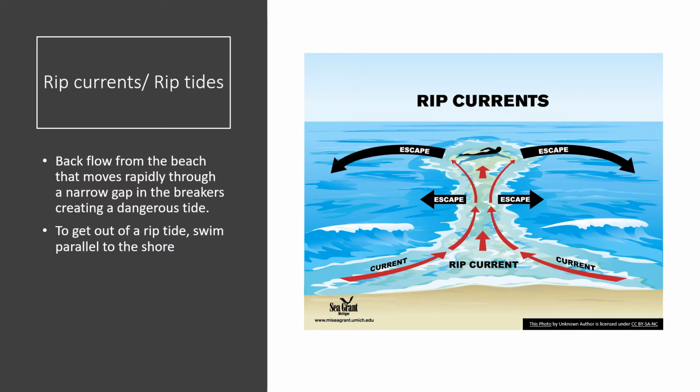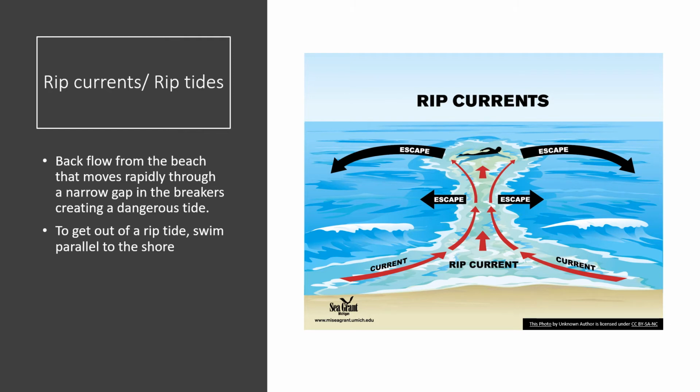Rip currents or rip tides are something I always briefly talk about when we talk about waves and tides and currents. Basically, a rip current is what's called a backflow from the beach. So a wave comes into the beach, but then, of course, waves go back out into the ocean. And occasionally that back and forth creates a current that literally can pull things back out into the ocean and actually can pull you under the surface of the ocean.